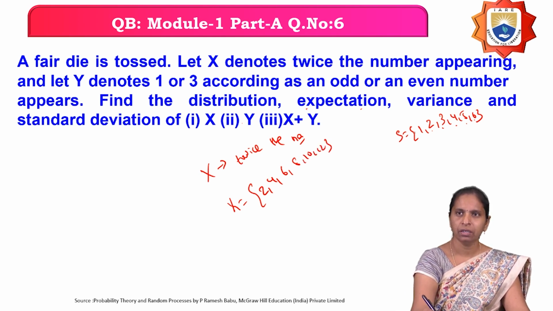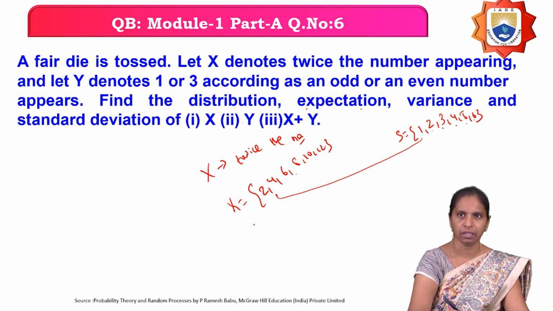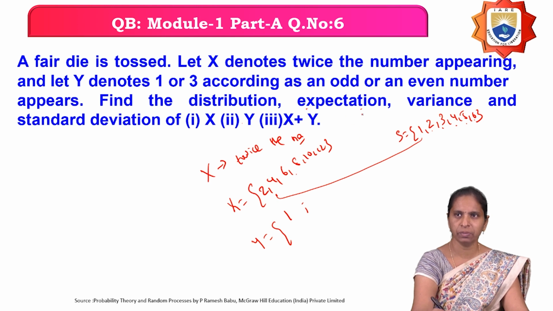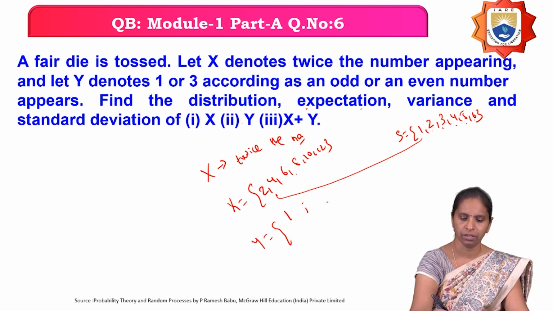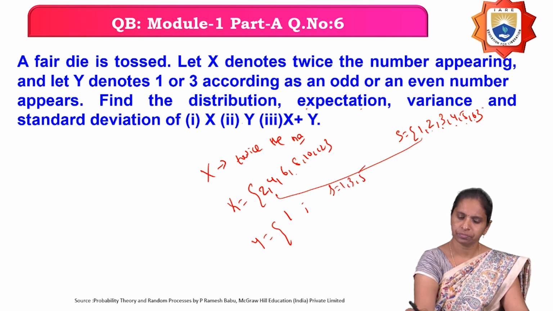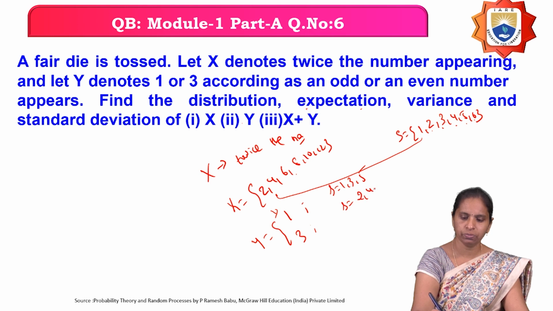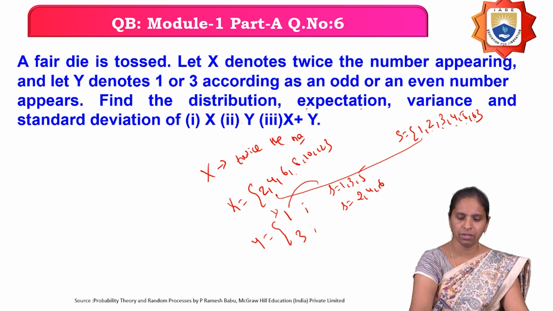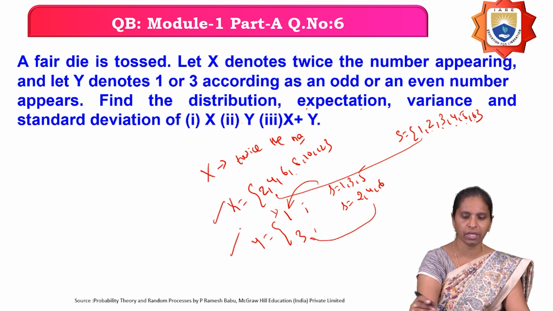So if the outcome on the die is 1, then X equals 2. If it is 2, then 4. Like that we are assigning. And for the random variable Y, it is 1 for an odd number, that is 1, 3 and 5. So when the outcome is 1, 3, 5, assign the value 1, and 3 if you get an even number. The even numbers are 2, 4, 6, and for these you assign 3. Like that, they have defined the two random variables.